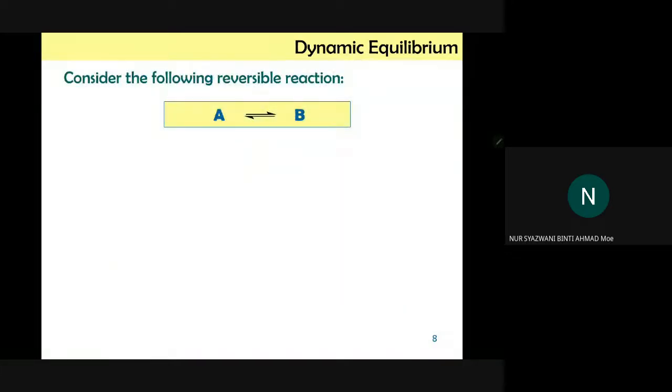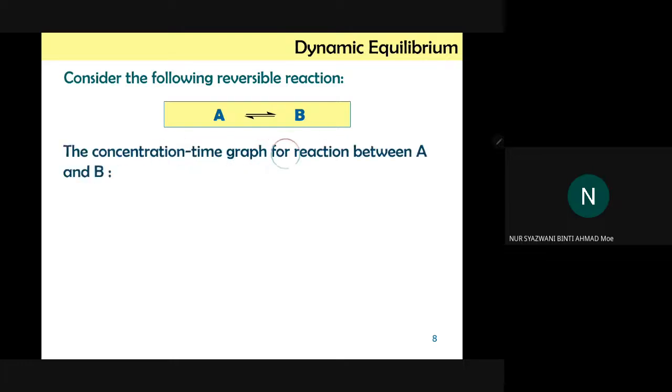So let's consider the following reaction. A jadi B dan B jadi A. So this is a reversible reaction for A to become B. Kalau kita tengok concentration time graph for reaction between A and B, okay, this would be the graph.